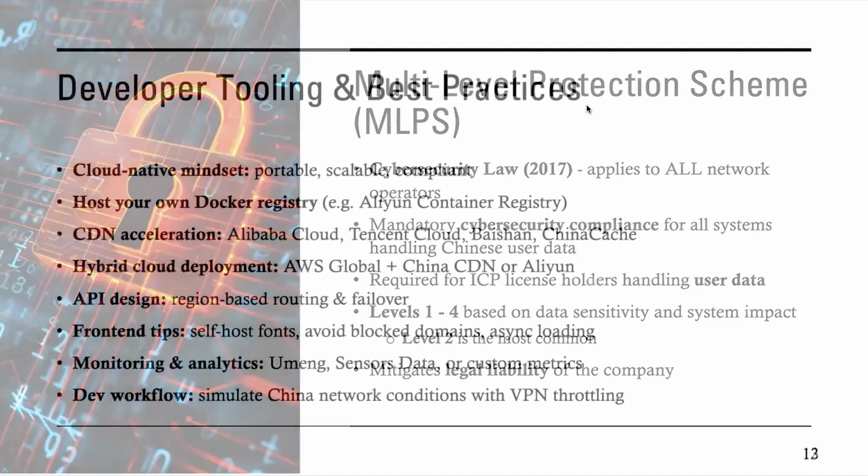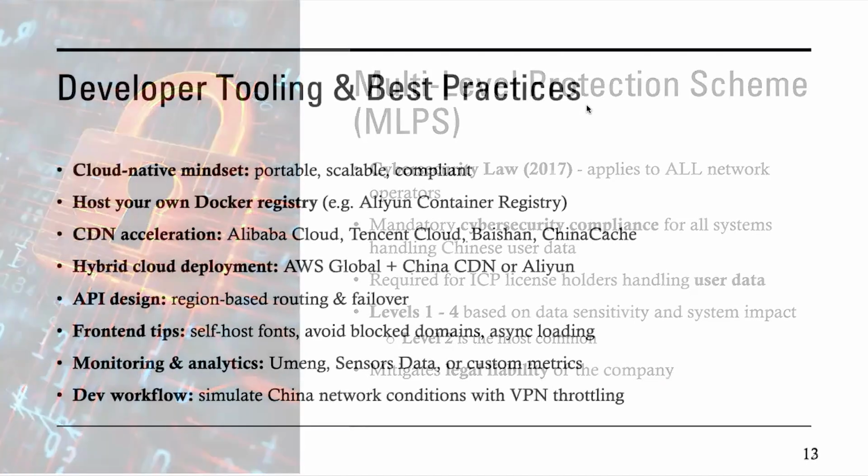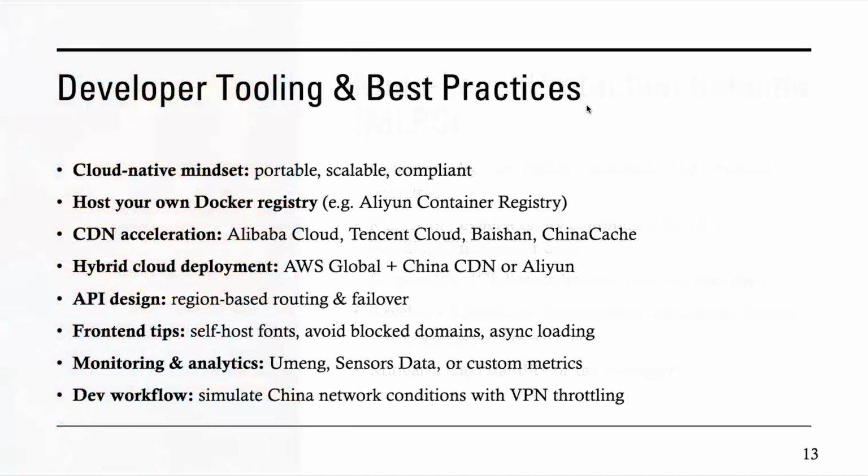Coming to the best practices and tooling that we can use if we want to make sure our software works in mainland China. Cloud native mindset, right? So make sure to use as many cloud native or cloud agnostic services as possible. If you can host them yourself, that's much better. But even if you use managed services, make sure before starting to use them that they are also available in China.